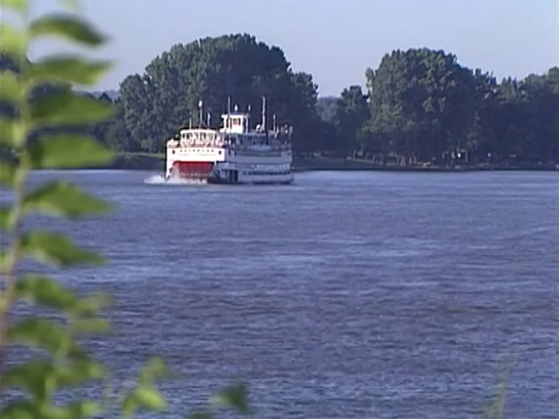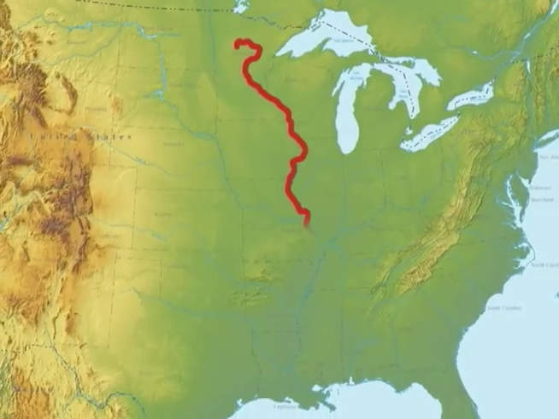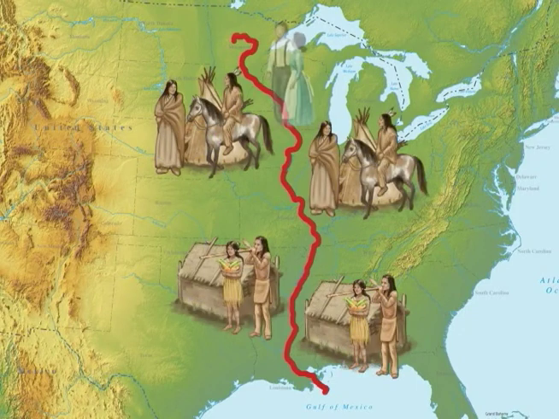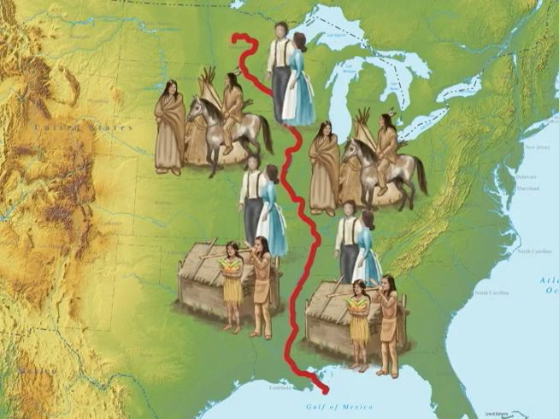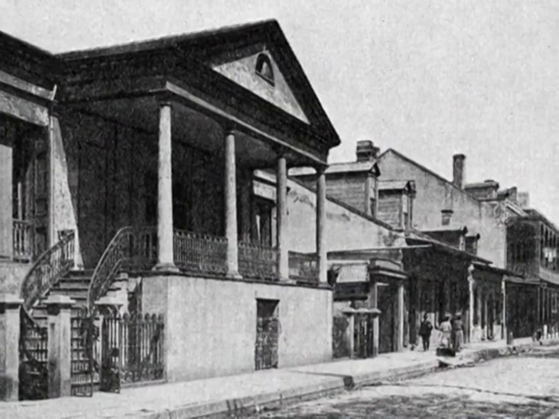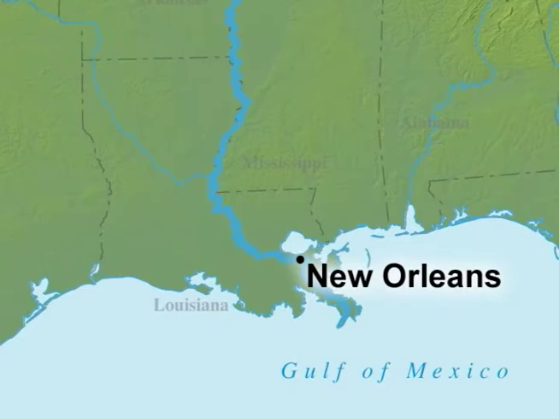The banks of the Mississippi River have seen this kind of development since people first came to America. Native American tribes, and later explorers from Europe, made their homes next to the Mississippi River for fishing, farming, and trading. By the late 1700s, the port city of New Orleans was established at the mouth of the Mississippi River.